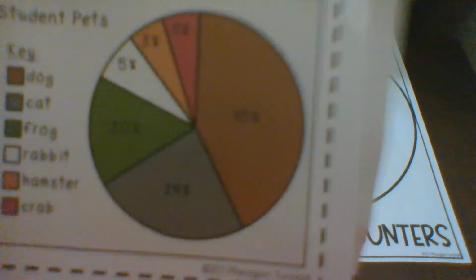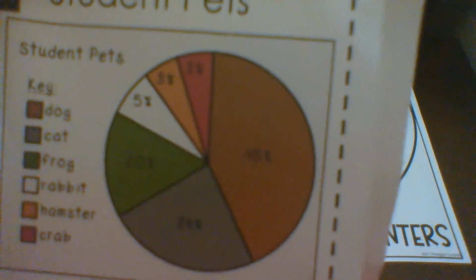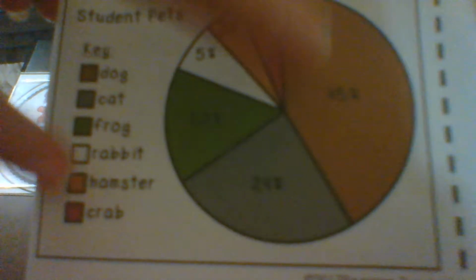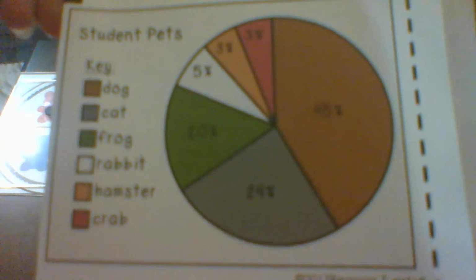What was the least popular? Point to the ones that are the smallest. The smallest parts of our pie graph. Yeah, they were both, right? They both say 3%, 3%. So we need to look at our key. What kind of pets did they have? Those are hard to read. Let's try with this one first. The red one is crab. Good, crab. So 3% had crab, and this is a long one.